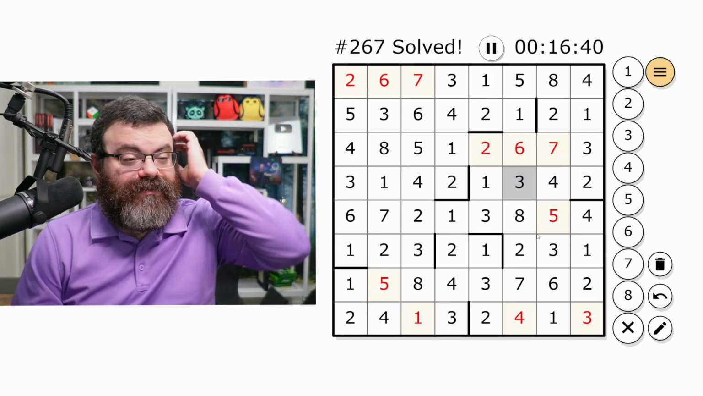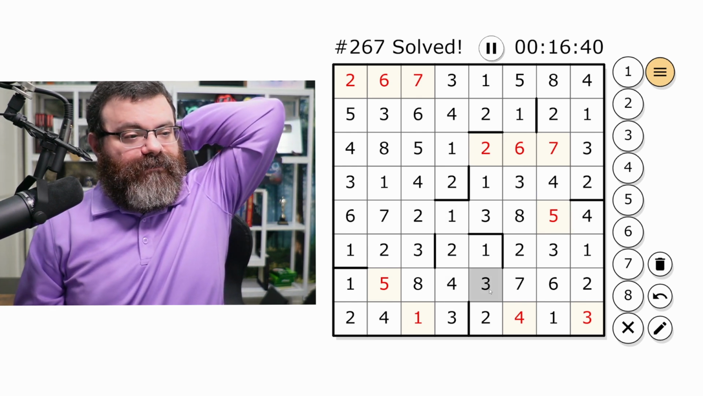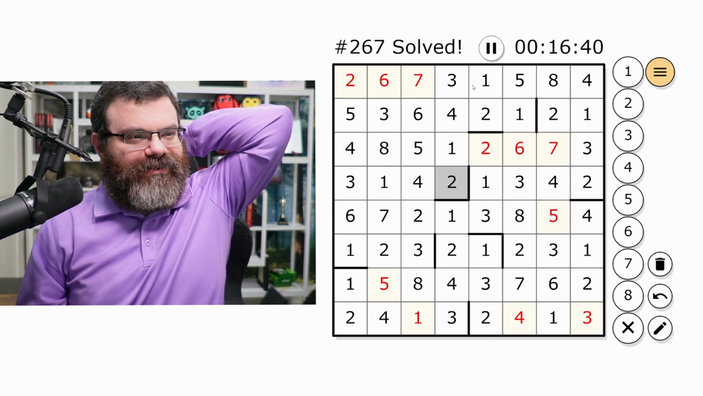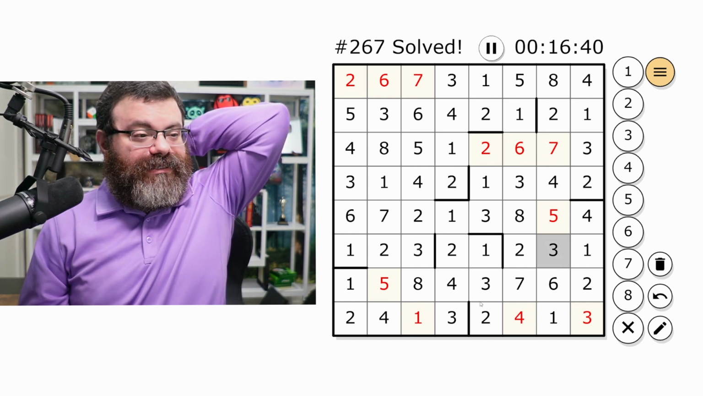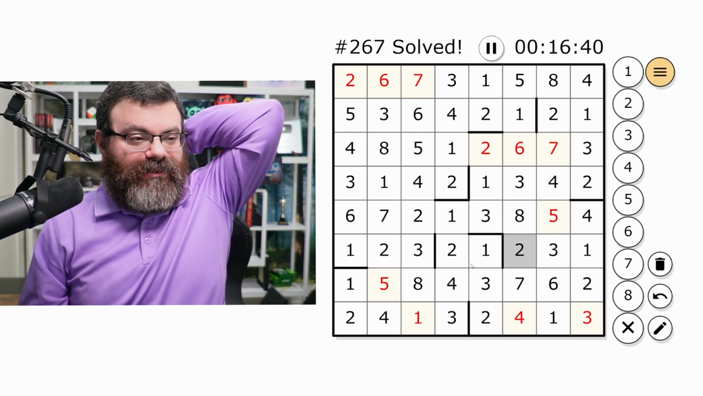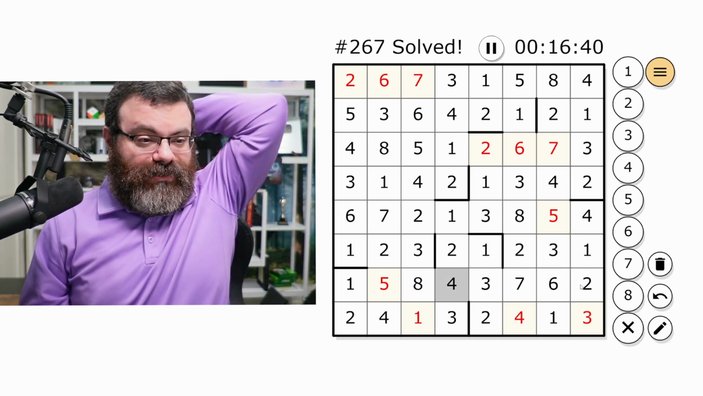All right, that took some time. This was a difficult one, I think. I think this X-wing on 4s was necessary. I don't know if the other X-wing I found, on 3s I think, was necessary, but the 4s was. And this is a tough X-wing to spot because of all these other barriers that are around here. Segment borders, but it was valid. Cool.